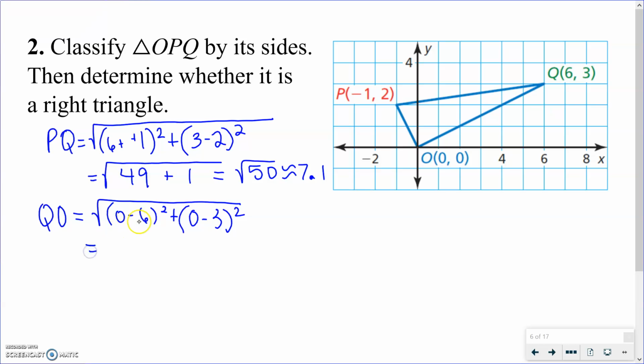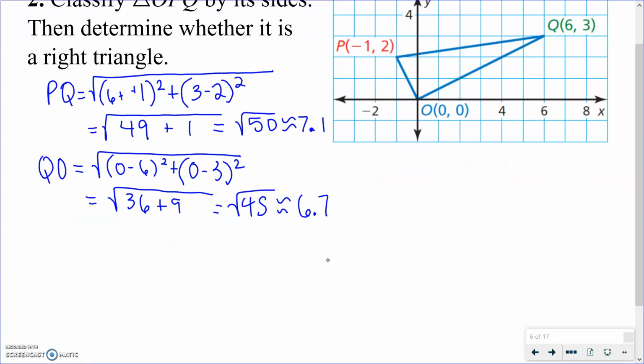Then I'm going to simplify that. So negative 6 squared is 36. Negative 3 squared is 9. So this is the square root of 45, which is approximately 6.7.